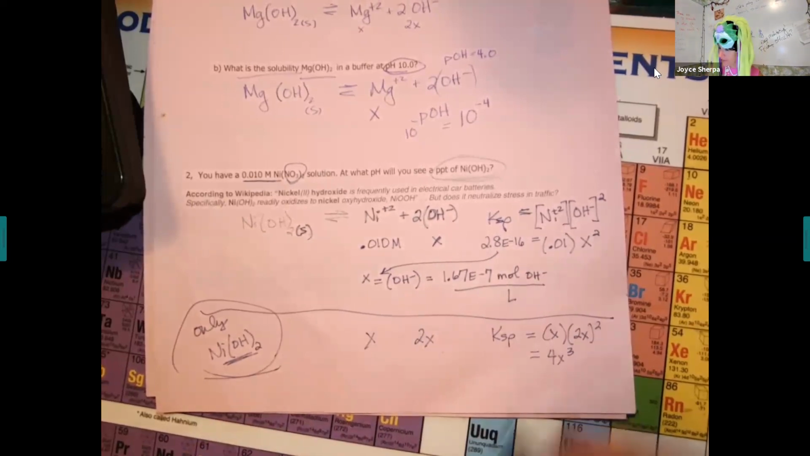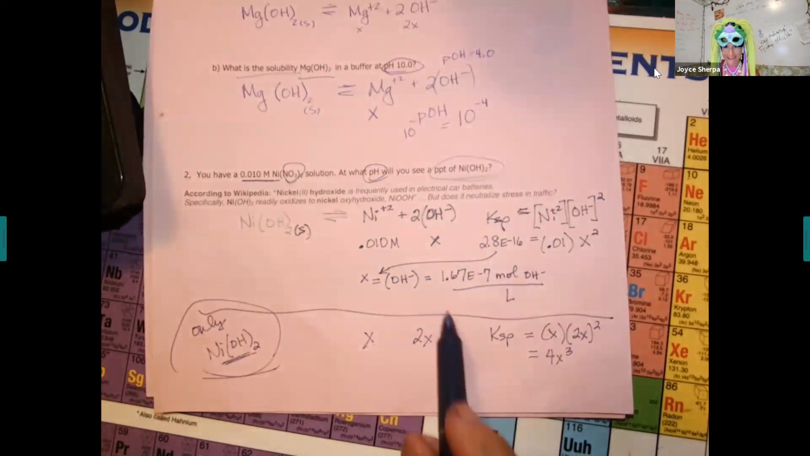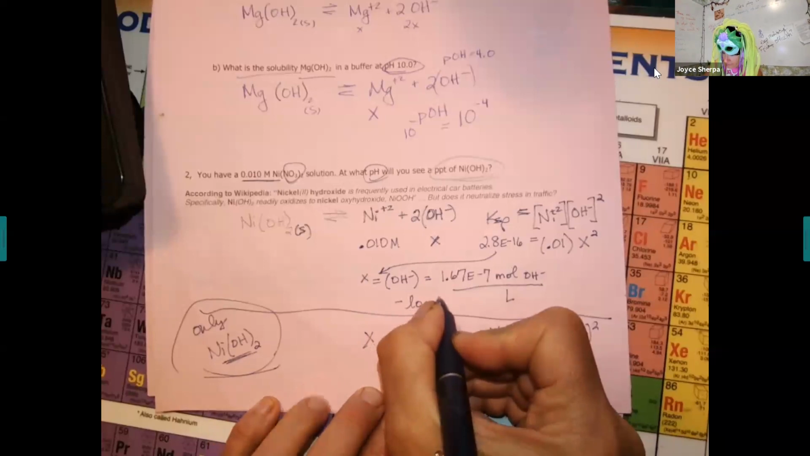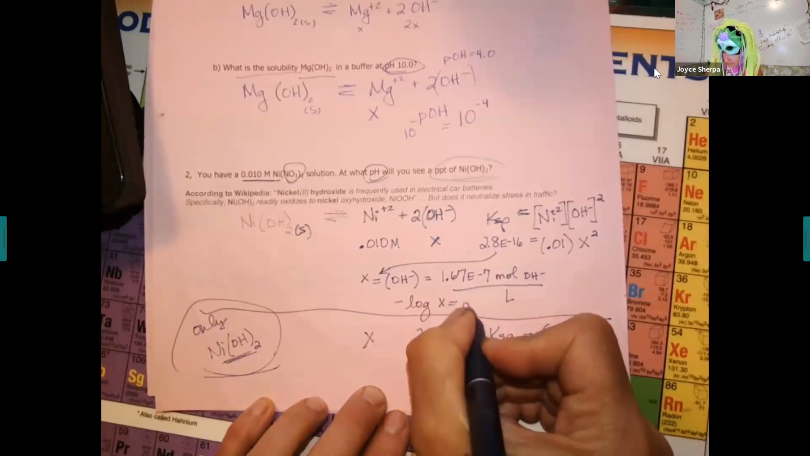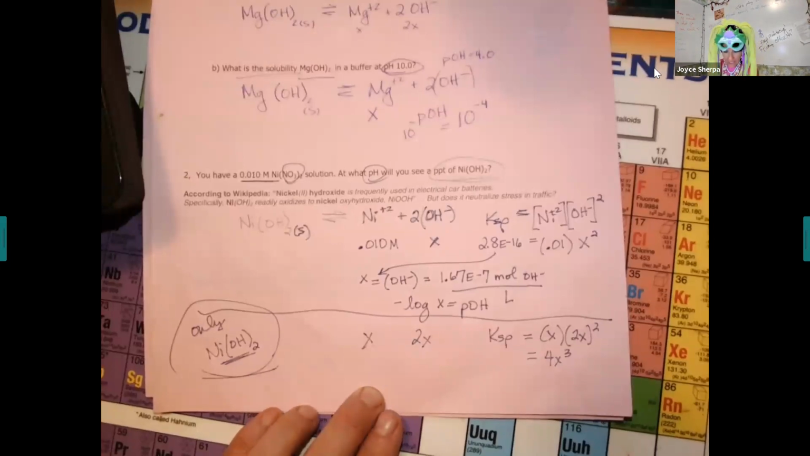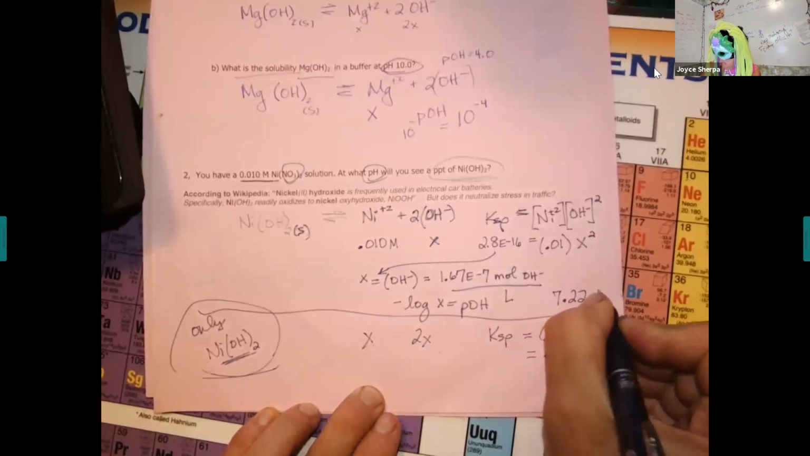And then what's the question want to know? It wants to know the pH. So there's no need to double or anything. We're going right into pH. That's my hydroxide, negative log of your X is going to be your pOH. And then you just change it to pH. And that's where I get the 7.22 as my pH.